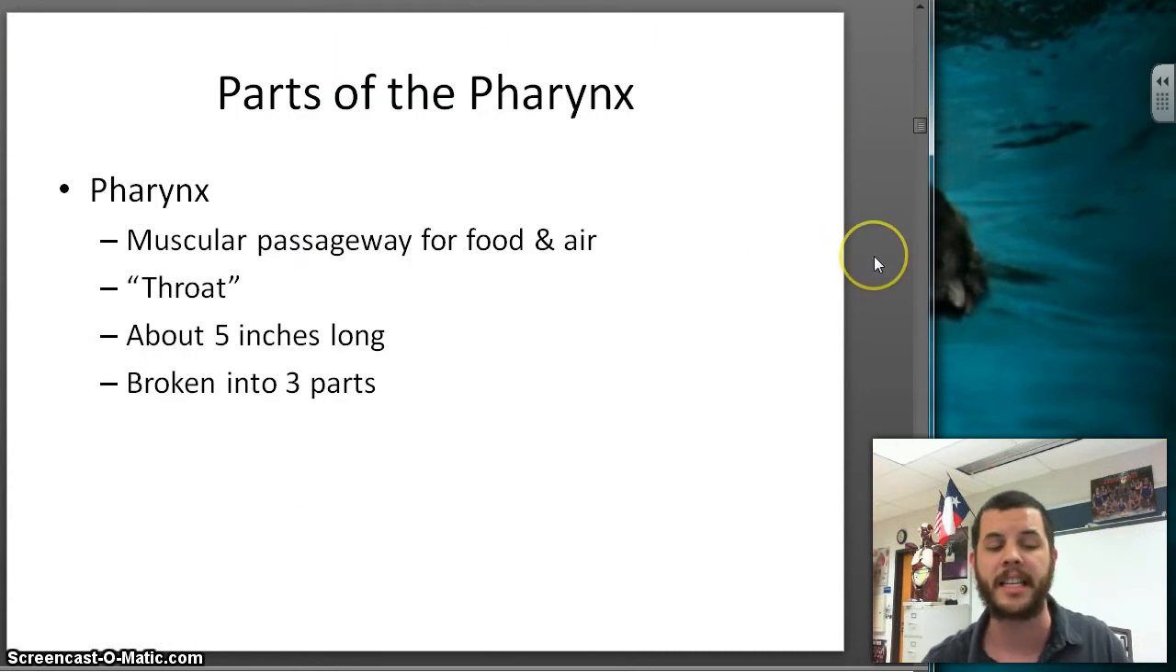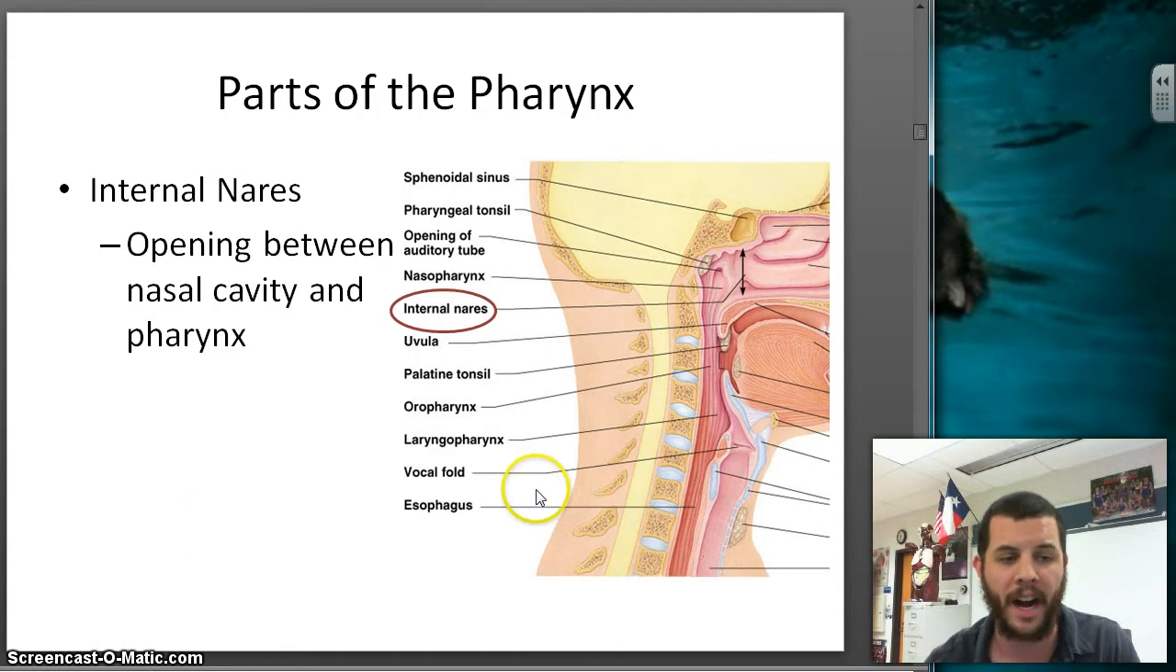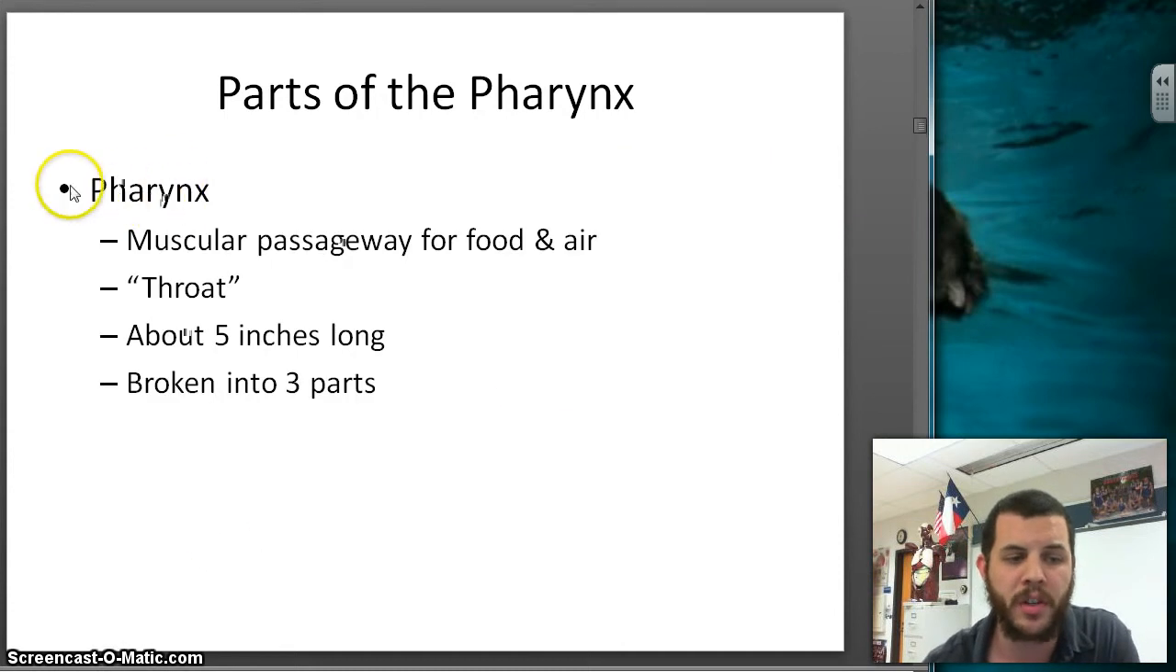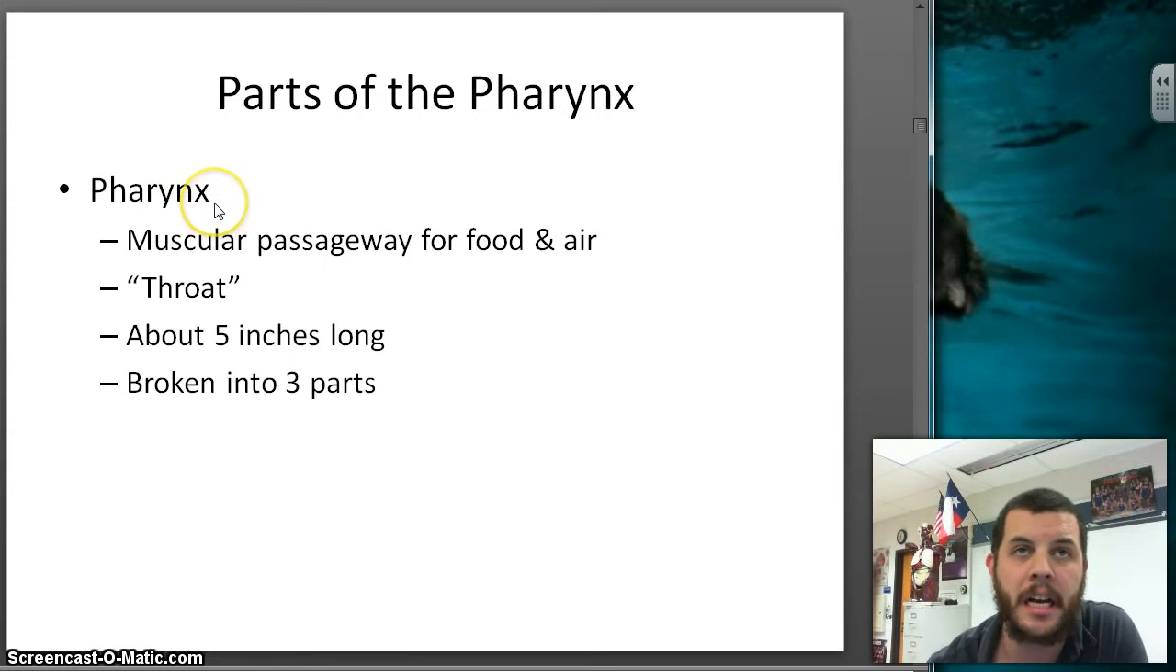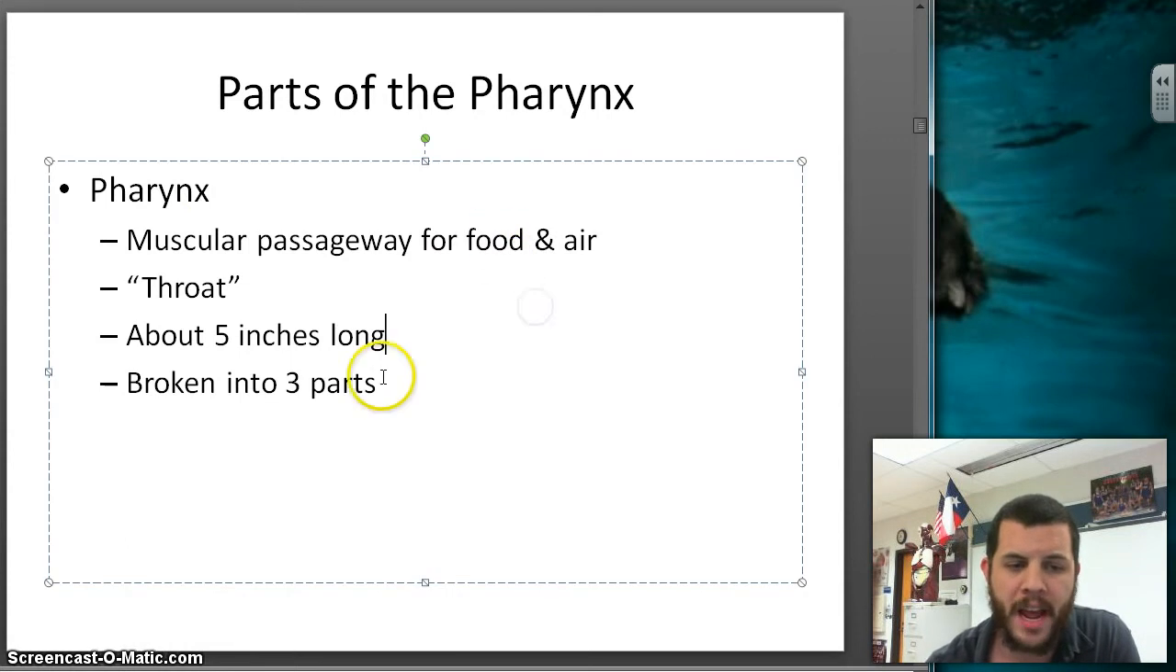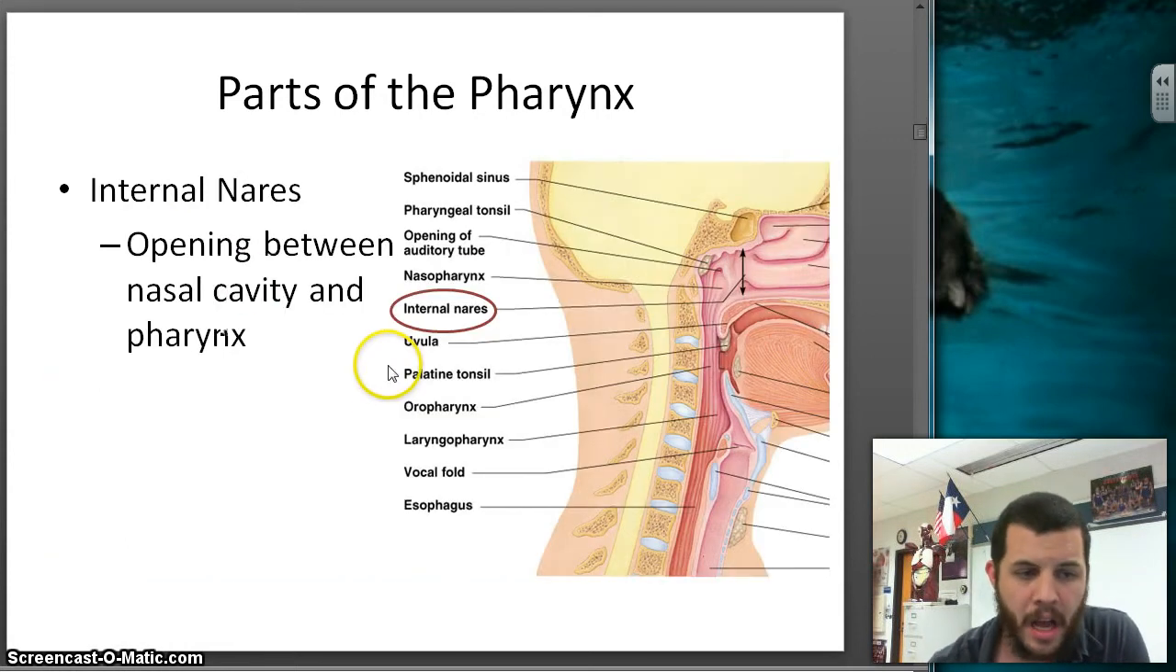Our pharynx is a common passageway for food and air, more commonly known as our throat. It's about 5 inches long, and it's broken down into 5 pieces. We also saw the pharynx, this is our second time to see it. We also saw the pharynx mentioned in the digestive unit, which we just finished up. Of course then we were mainly talking about food. So now we're referring to air.